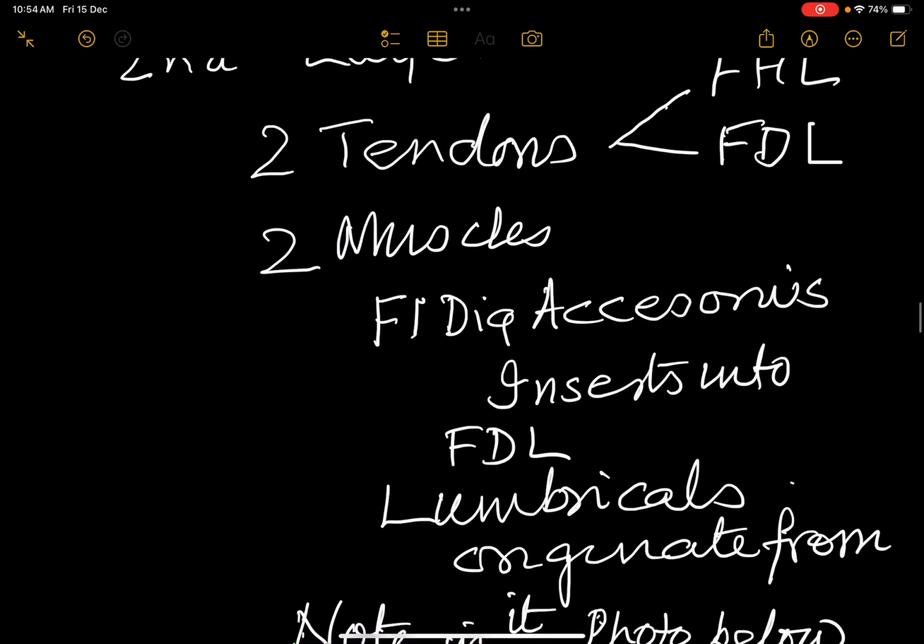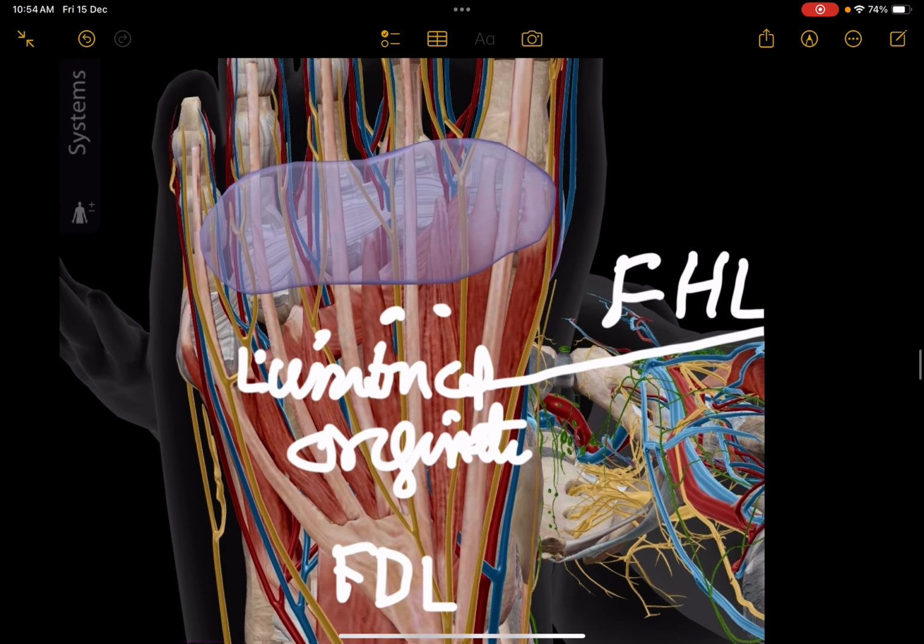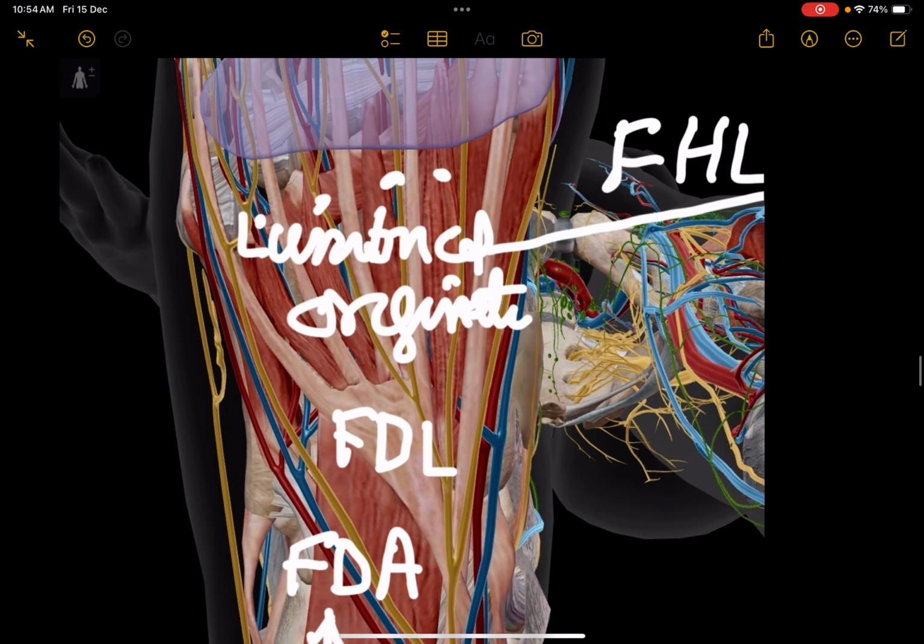So then the second layer of sole, where there are 2 tendons and 2 muscles. The 2 tendons are flexor hallucis longus and digitorum longus, and the 2 muscles, one is inserted into FDL, that is flexor digitorum accessorius, and one originates from it, lumbricals. So you see the flexor hallucis longus and flexor digitorum longus tendon, and you see flexor digitorum accessorius inserted into the flexor digitorum longus and lumbricals originating from it.